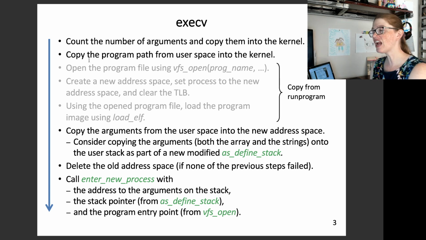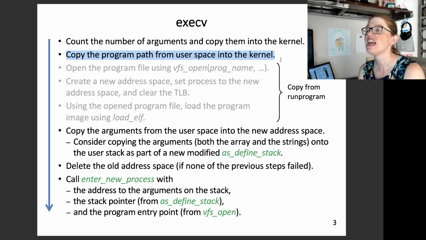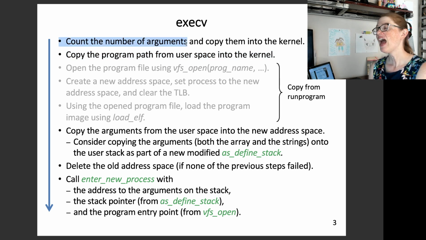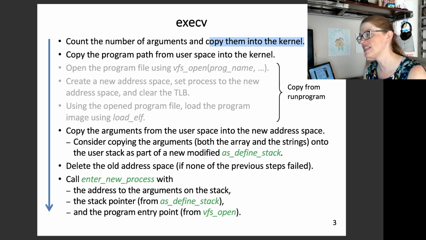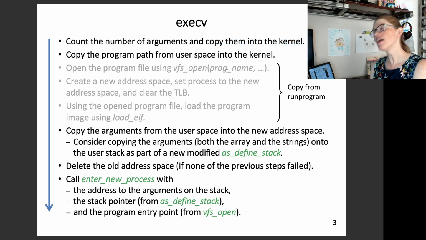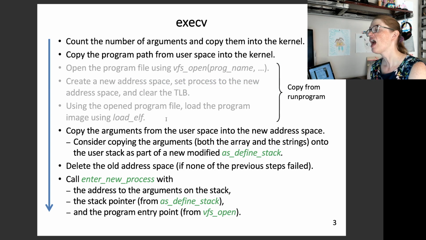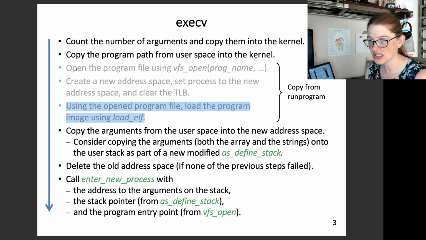The first thing that I like to do is this step right here. I like to copy the program path from the user space into the kernel. So that's copying from the user address space into the kernel's address space. And then I like to count how many arguments are being passed and then copy each of those arguments into the kernel. Then we open the program, we set up the address space, we clear the TLB, and then we call load_elf, just as we did before.